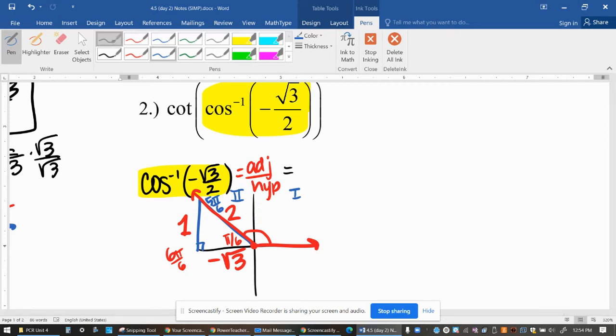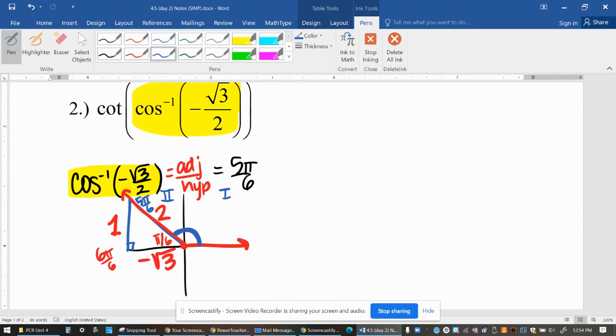So this angle is 5 pi over 6. The reference angle was pi over 6. So how far is the terminal side from the x-axis? 1 pi over 6. That means the angle is 5 pi over 6. Okay, enough beating of a dead horse, right? I said it like 300 times. So it is very important for you guys to make sure that your angle is correct because that's the first half of the problem. Now I'm going to go ahead and substitute that answer into the original problem.